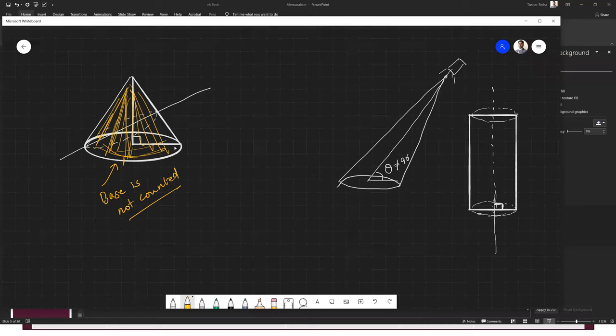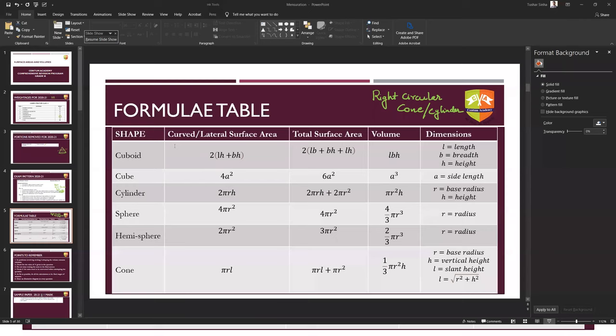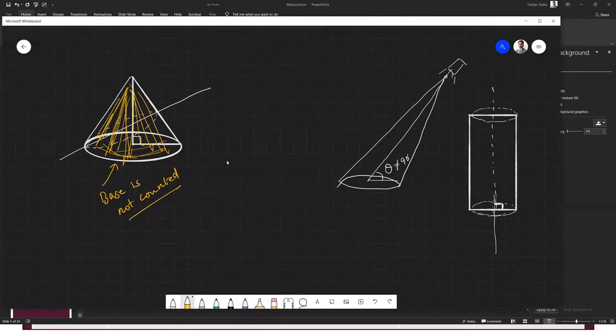But if it is asking for total surface area, then you have to count the curved surface area as well as the base area. Okay, fair enough. So you understand what is lateral surface area or curved. If it is a continuous smooth curve, then it is called curved surface. Otherwise, lateral surface area. For a cuboid, for example, what will be the lateral surface area?